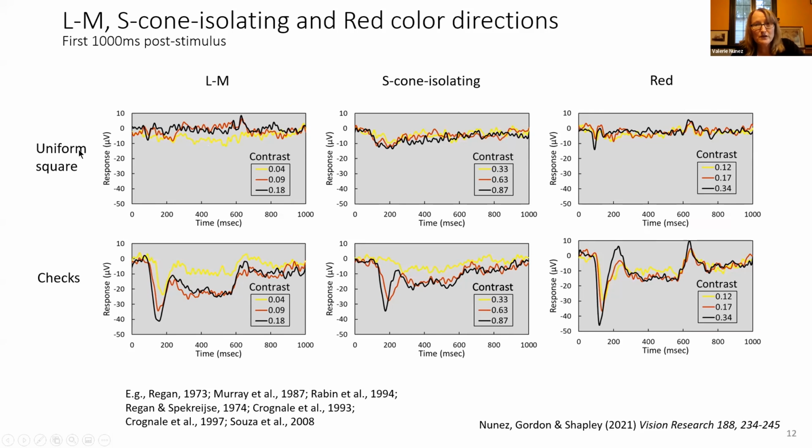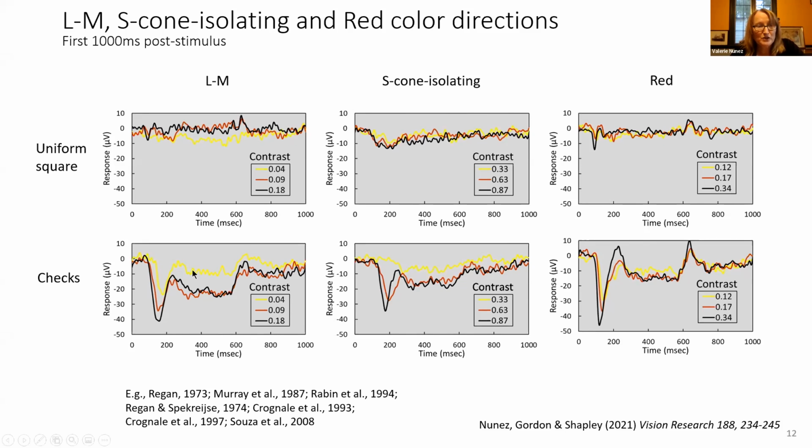Looking at the uniform square waveforms, the early peak is evident in the L-M and red color directions. In the S-cone isolating direction, there is an earlier peak, but it is broader than in the other color directions. For most participants, the S-cone response to the uniform square was weak and in the noise. In fact, only 2 out of 8 participants showed S-cone responses to the uniform square that were out of the noise, whereas all of their L-M responses were good. So I shall avoid discussing the S-cone responses to the uniform square.